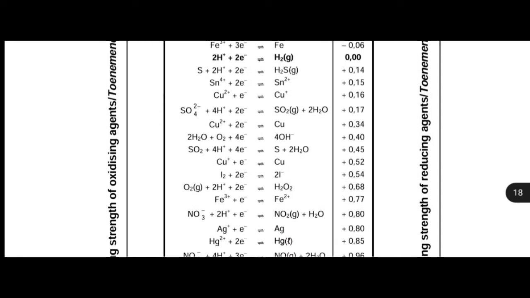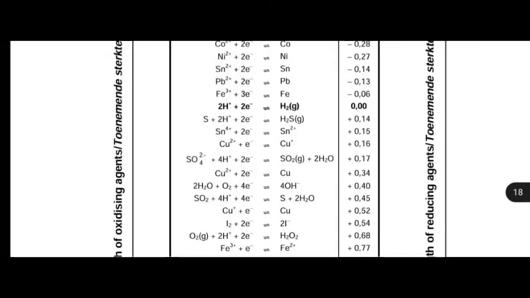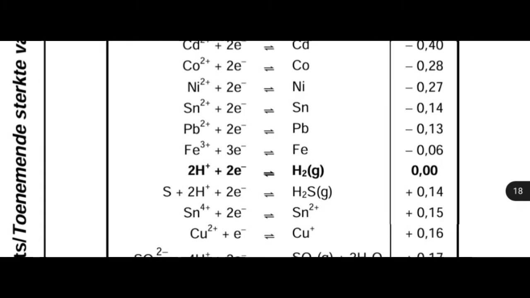So notice chromium is here. Chromium 2, let's look for 3, but it's the same situation. So chromium is here. It has got a negative electrode potential. I thought it was going to be the other way around, but it isn't. Since it has a negative electrode potential, it means that hydrogen will win. So where is hydrogen? Hydrogen is obviously at 0, right? So hydrogen is here.